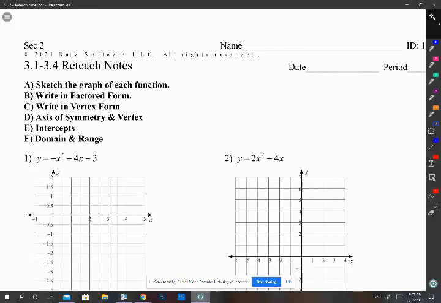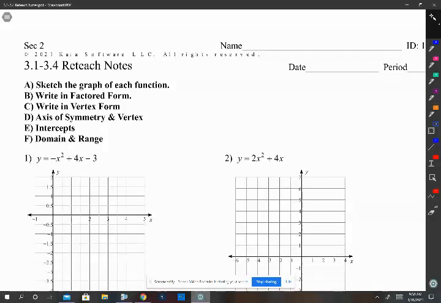So for the 3.1 to 3.4 reteach notes, what I want to do is show you some steps or some kind of cheats to make it a little bit easier for you. I've tried to find examples and problems that are going to come out clean, that you're going to be able to use a graphing calculator to help you find those key points to help you go from standard form to factored and vertex form, or from vertex form to factored form and standard form.